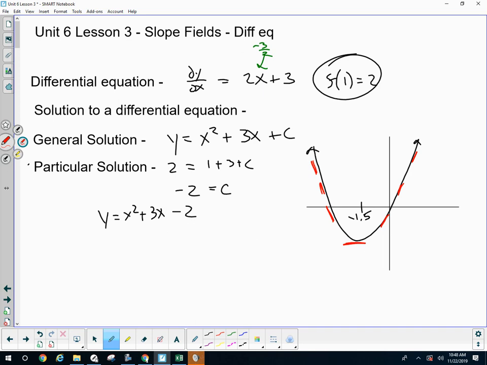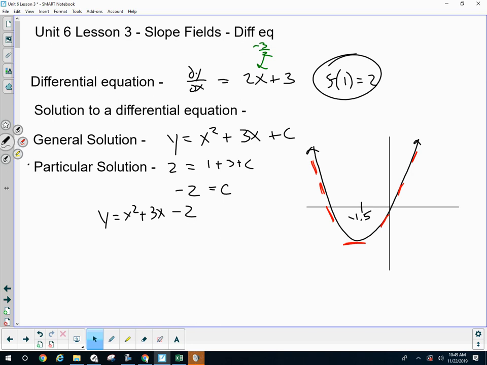Now, is this graph the only graph whose derivative is 2x plus 3? Discuss with your neighbors if there are other graphs besides this graph whose derivative is 2x plus 3, and what would they look like? Go ahead, discuss, please. Don't make your answers unnecessarily complicated just because you think this is a complicated class. It's not a complicated class. This stuff is easy. Don't just assume the answers have to do with sines or logs.